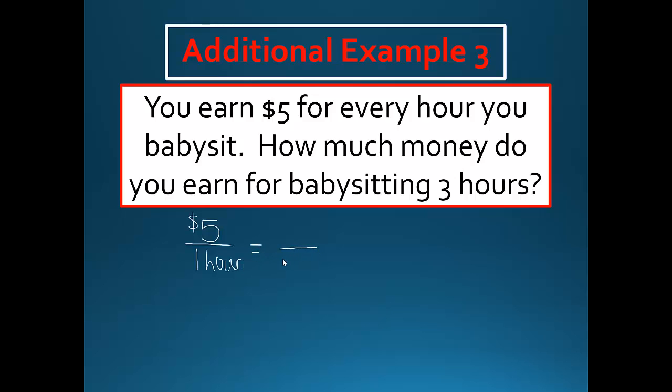We are going to babysit for 3 hours. So we're going to be taking the denominator and multiplying by 3. So now we need to also multiply by 3 for the numerator, and we'll get 15 because 5 times 3 is 15. So our answer would be $15. How much money do you earn for babysitting 3 hours? That would be $15.